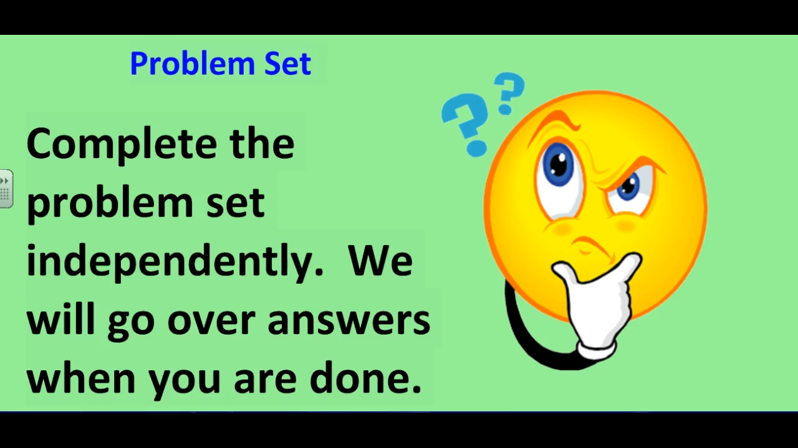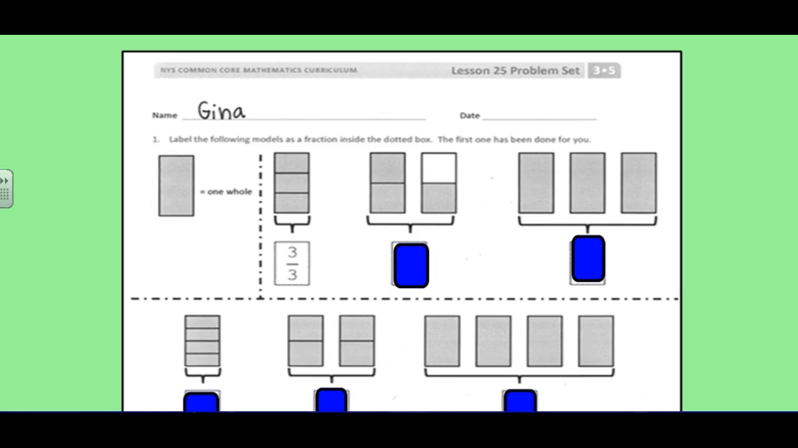Okay, so now we are ready for the problem set, so if you want to get that out and have that ready so we can move on and do it. Number 1 says label the following models as a fraction inside the dotted box. The first one has been done for you.